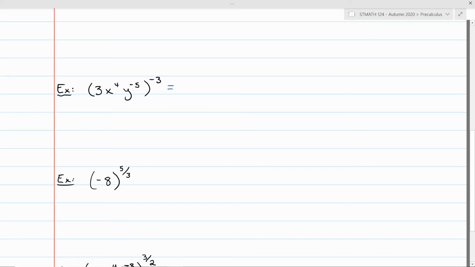Okay, so when I do it, I'm going to distribute this exponent here and write it as 3 to the negative 3rd x to the negative 4 times 3. And then I'm going to have y to the negative 5 times negative 3. So after doing the multiplications here, I'm going to have 1 over 27, which is 3 to the negative 3rd. And then I'm going to have that negative x to the 12th. So I'll go ahead and put that in the denominator as x to the positive 12th. And then I'm going to have y to the positive 15th in the numerator. So I'll write it like that.